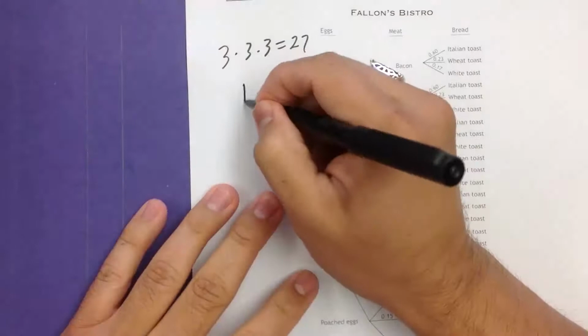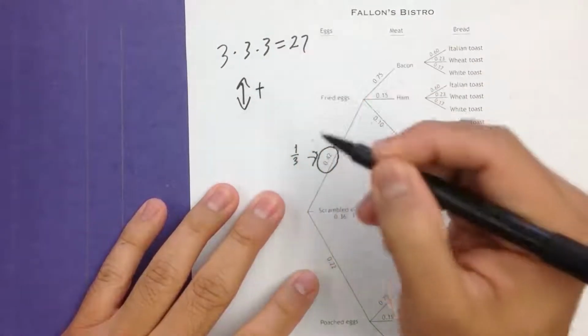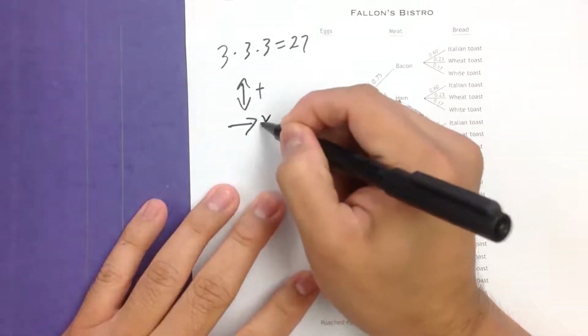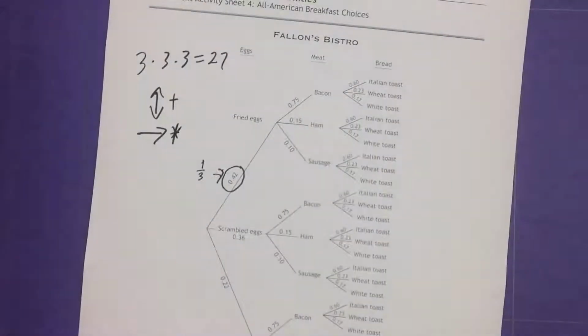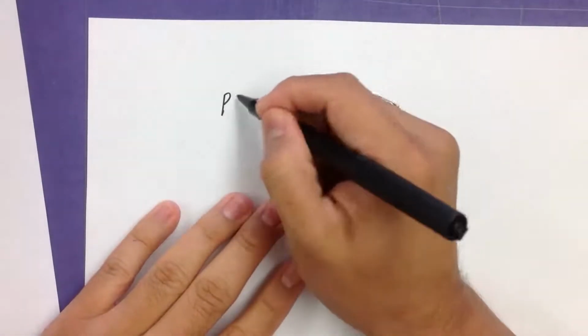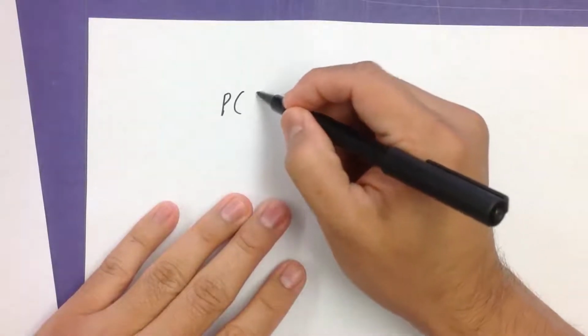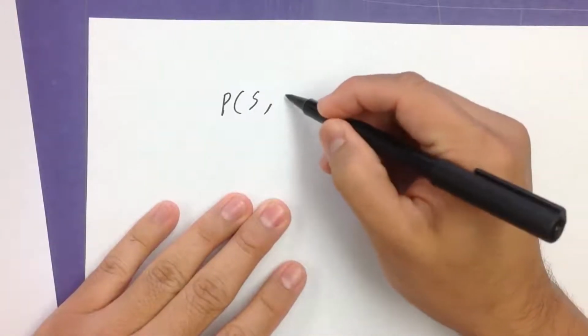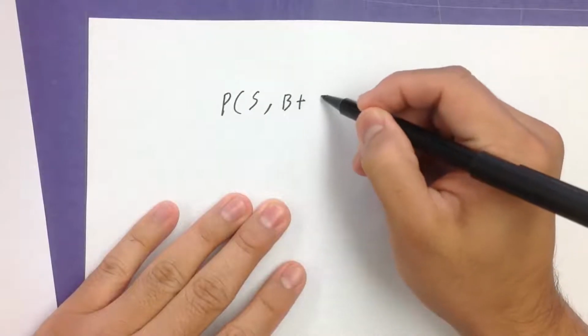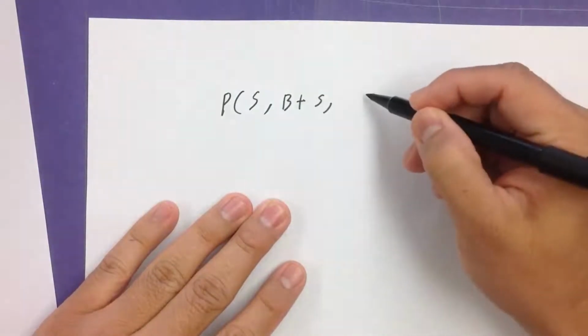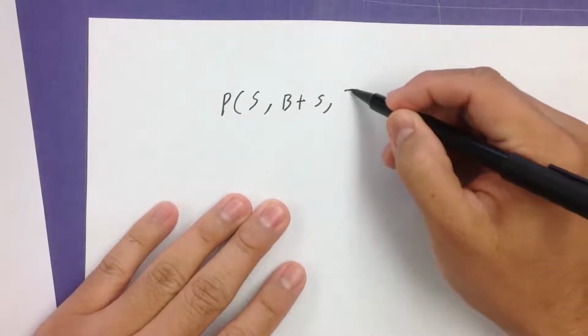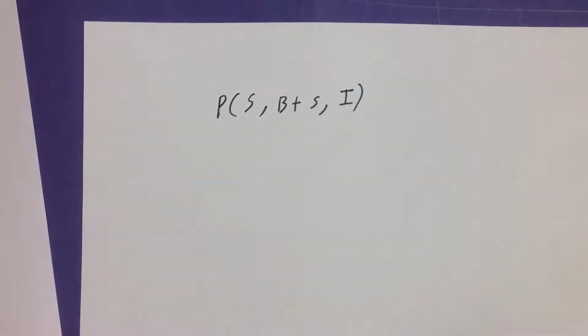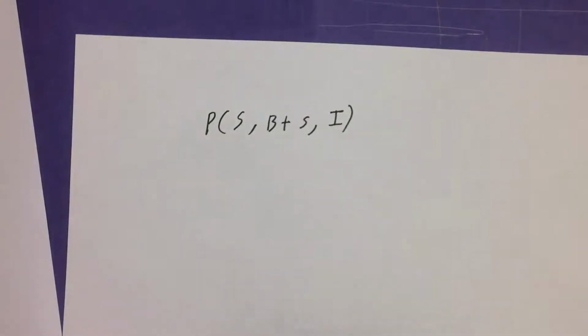Now remember, up and down, you're adding. From left to right, you're multiplying. So if I need to find out anything specific, I need to find out, all right, what is the probability that somebody orders scrambled eggs, bacon or sausage, and then finally Italian toast. So this is very basic. This is very easy. This is not too tough to do. All you need to do is look at a couple of things.